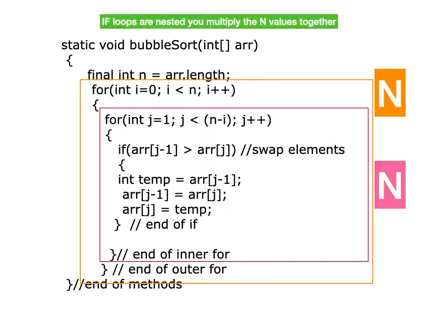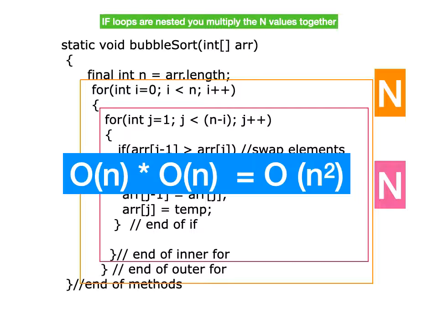Now remember, if your loops are nested, or if one O notation is nested in with another, you multiply them together. So this gives us an O notation of O of N times O of N, which is equivalent to O of N squared. What does that mean? It basically means if you double the size of the list, it will take approximately 4 times as long to process. If you make it 3 times bigger, it will probably take 9 times the amount of time. So that's how fast that method is.